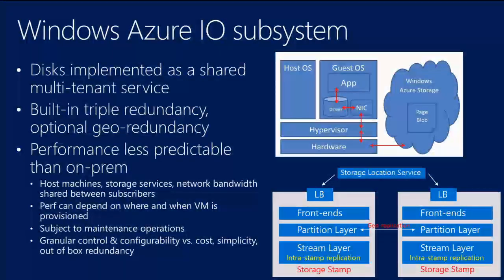That's why I'm covering the layers that a storage request will go through. It goes through a load balancer, then the storage location service, to say which storage stamp the data is actually in. It goes through a partition layer, where if you've got geo-replication enabled, that's where the data will get replicated as well. And ultimately, it goes down to the disks themselves in the storage stamp. So that's the I/O subsystem.